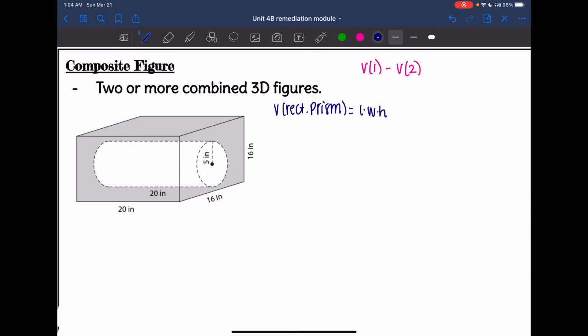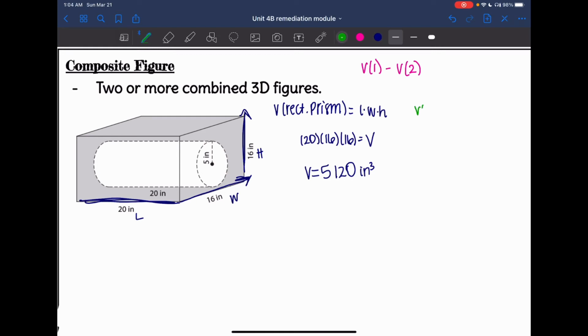So for the rectangular prism, my length, I'm going to say, is this 20. My width is the part going to the back of the screen, so I'm going to say that's my 16. And then the height, the vertical piece, is my 16 again. Doesn't really matter though, because when you multiply it all together, it doesn't matter what order you put things in. I like the example 2 times 3 is the same as 3 times 2. So I'm going to multiply 16 times 20, and that gives me a volume of 5,120 inches cubed for my box, for my rectangular prism.